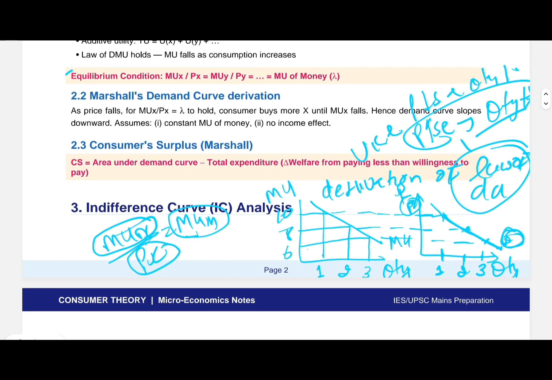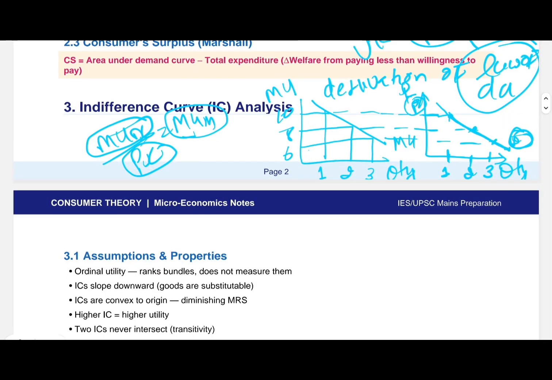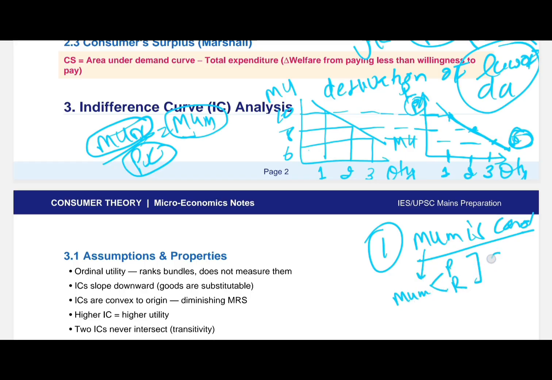But there are some drawbacks of this approach. That's why we need the second approach. The first criticism is that the marginal utility of money is not constant. It means that the marginal utility of money for a poor person and a rich person is different with an additional amount of money. As we have seen in our previous example, the utility of rupees 10 for the poor is more as compared to a rich person.